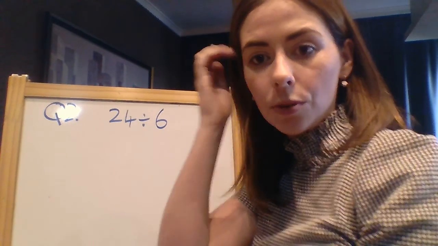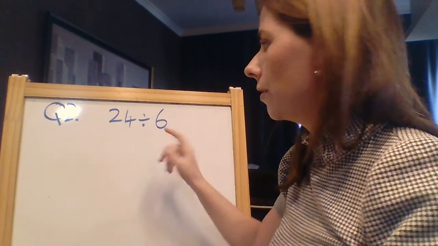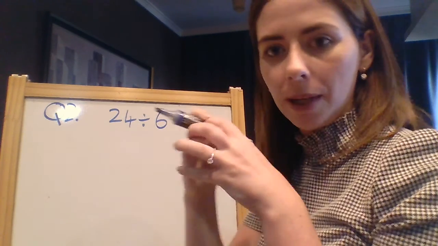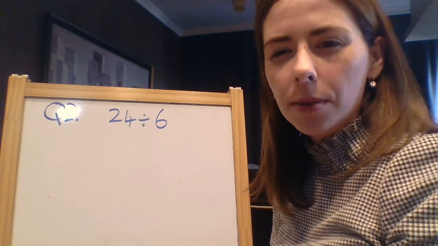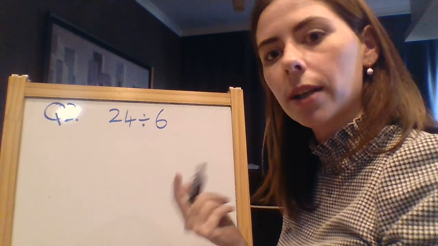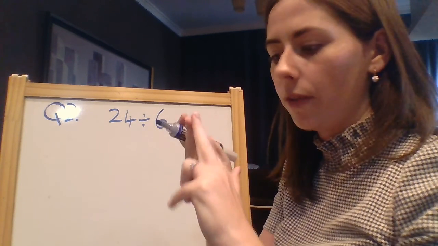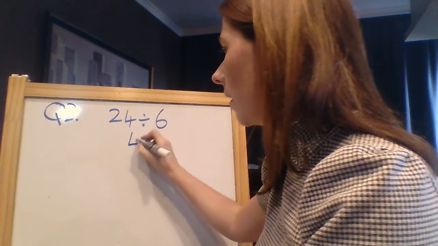The next question said 24 children get into groups of 6. Okay, so when I know I'm making groups of something, I know it's division. Okay, so 24 divided by 6. I think of my times tables, I think, okay, 6 times what gives me 24? 6, 12, 18, 24. So the answer there is 4.